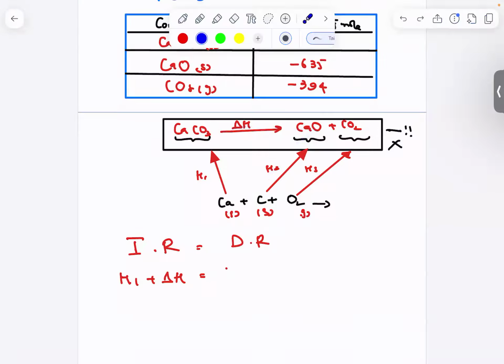No. Delta H is in the opposite direction. It goes from this side to this side. You can't add this to it. You can simply add H2 plus H3, which is the direct route. Don't add plus delta H in it. Delta H has already been done. H1 plus delta H is done in the indirect route. Head plus tail is the indirect route. Head plus head is the direct route because all heads are meeting here.